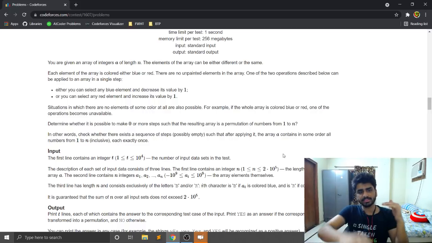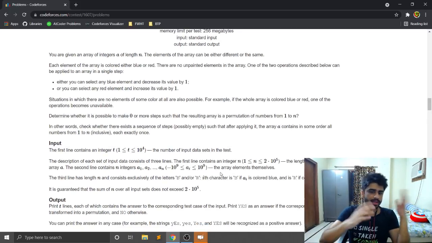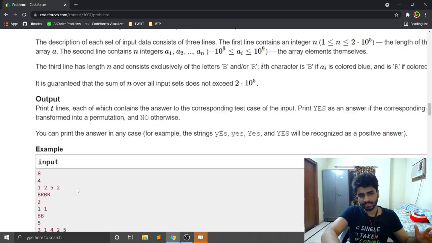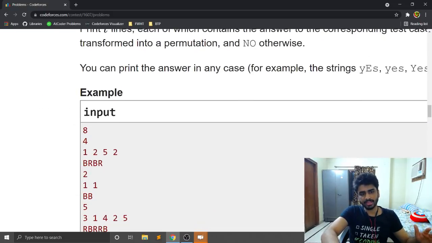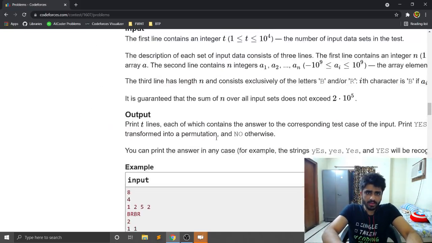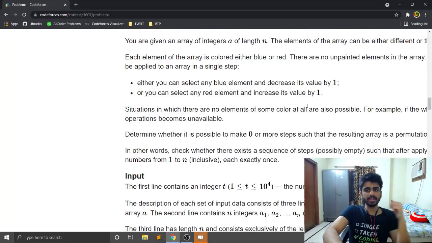And again, since the order does not matter, we don't have to care about the order in which the inputs are given. So the input would look something like this: 1, 2, 5, 2. This 1 is blue, this 2 is red, this 5 is blue, this 2 is red, and so on. So what we can notice is that blue elements we can decrease and red elements we can increase.